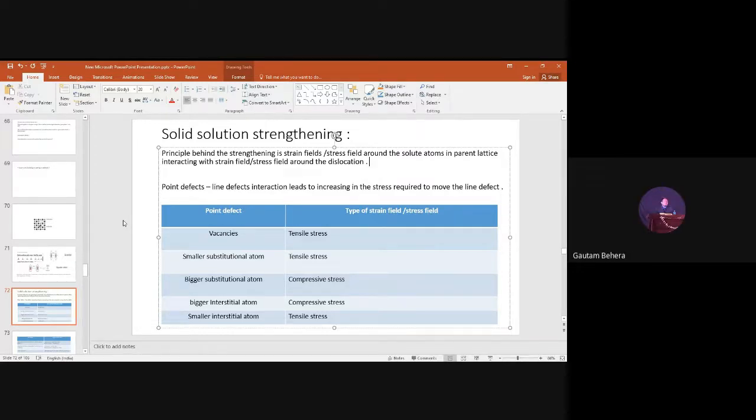So what is the justification for that? How tensile? Because the nearby substitutional atoms will come closer to one another, no? Because the size of the interstitial atom is small, the atoms present in the adjacent points will come closer. So it will give rise again to a tension field. You understood now again?